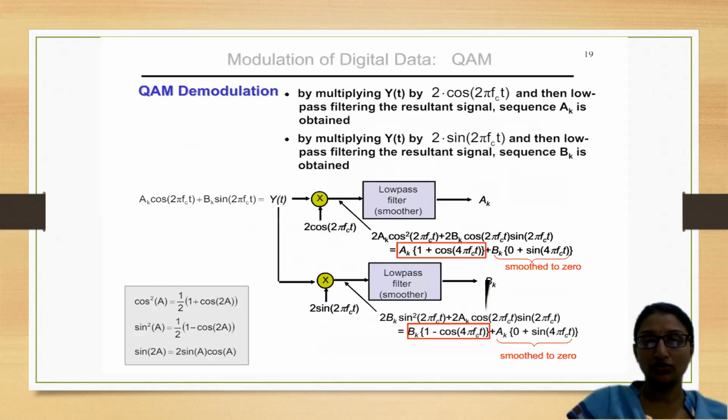Coming to the QAM demodulator technique, we are using a balanced modulator or product modulator, and then that particular output is given to a low pass filter to get the in-phase and quadrature phase binary sequences.